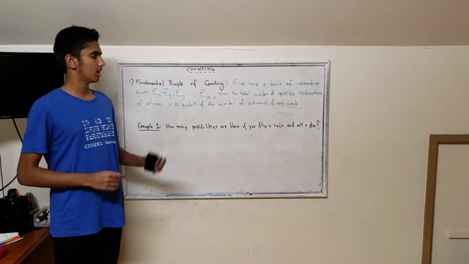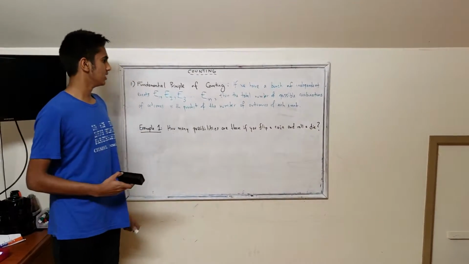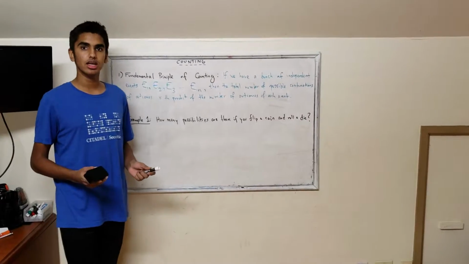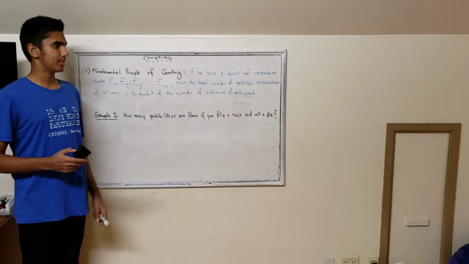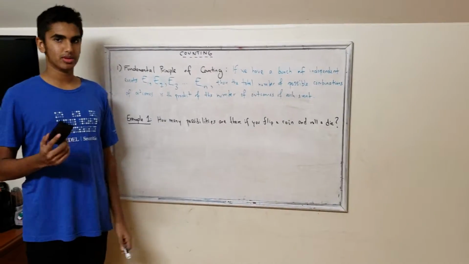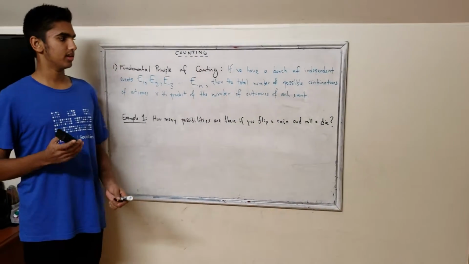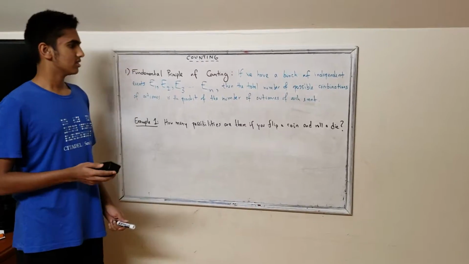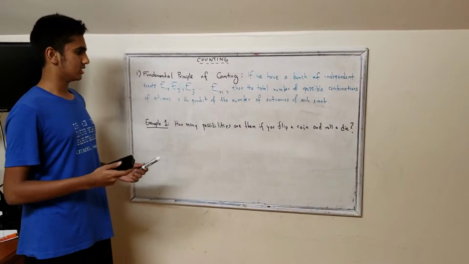Hi, this is the first topic in our discussion of counting. It's called the fundamental principle of counting. Its statement formally is: if we have a bunch of independent events, E1 all the way to En, then the total number of possible combinations of outcomes is the product of the numbers of outcomes of each event. So that sounds complicated, but actually it's kind of simple.